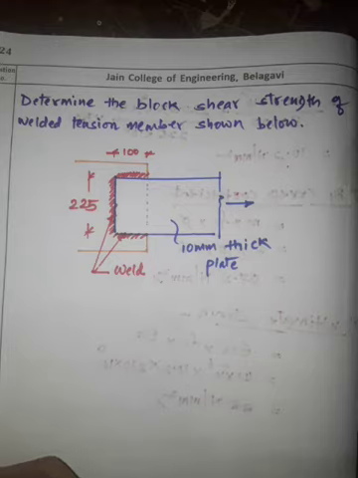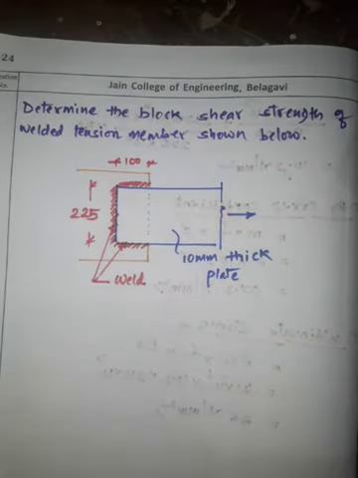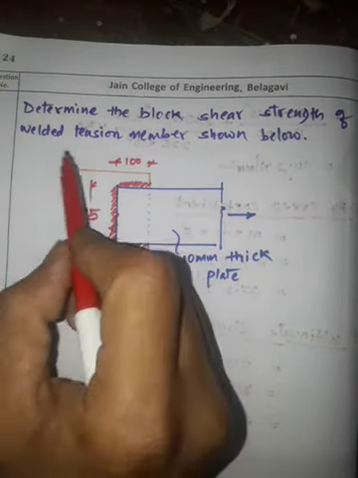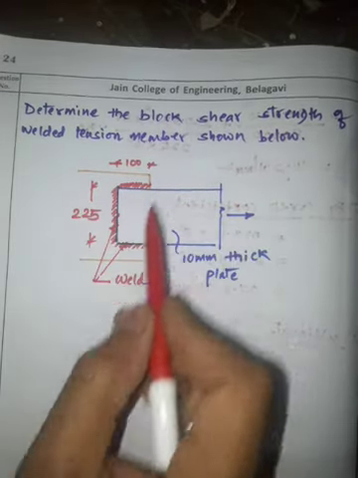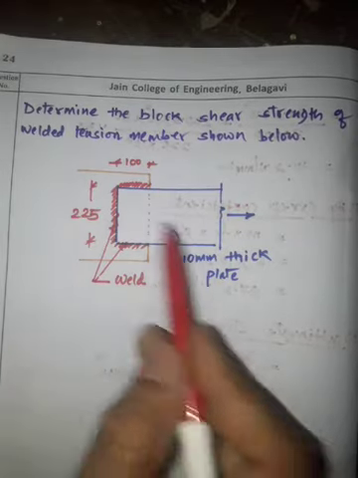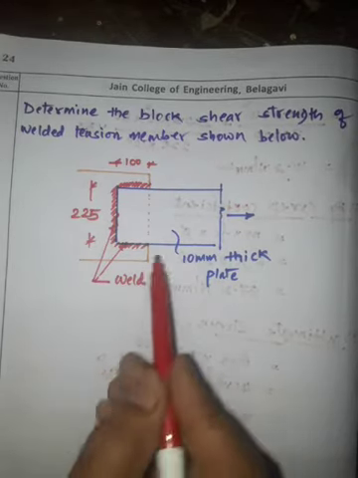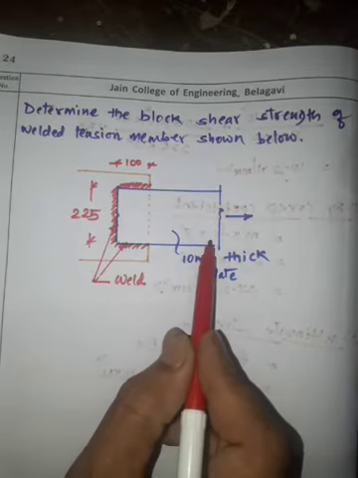Design of tension member. In this session we'll solve one more problem. The problem is: determine the block shear strength of the welded tension member shown below. We have to find out only the block shear strength according to the geometry given. This is a tension member.